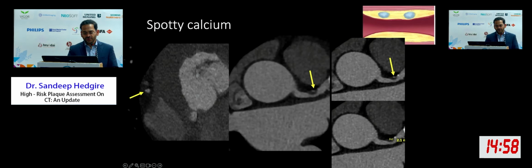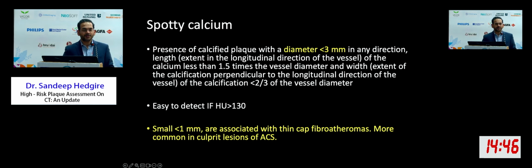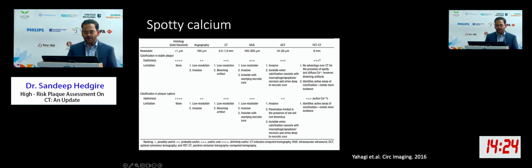The last high-risk plaque feature is spotty calcium. As the name implies, it's a spot of the calcium. But you will notice that there is a little caliper placed at the bottom right image there, and that is because you can measure the diameter of this calcium only, and the diameter needs to be less than 3 millimeter in size to qualify as a high-risk plaque feature. Particularly if the spotty calcium is less than 1 millimeter, they are much more likely to be associated with thin cap fibroatheromas, which are common culprit in acute coronary syndrome.